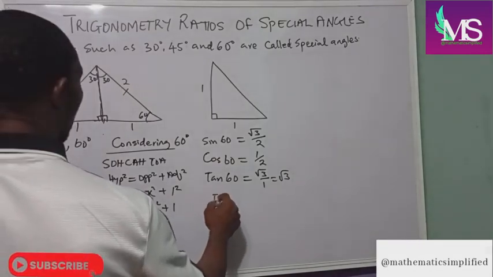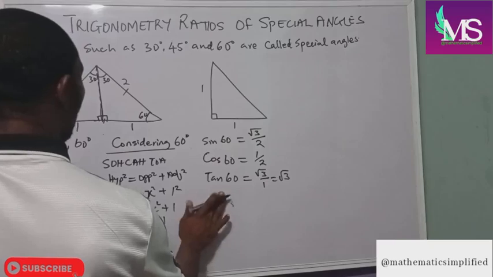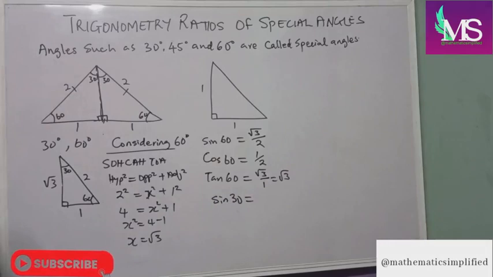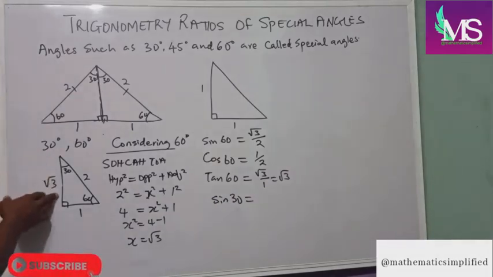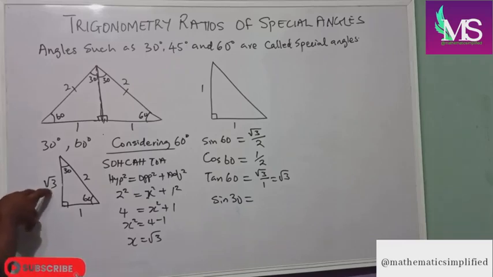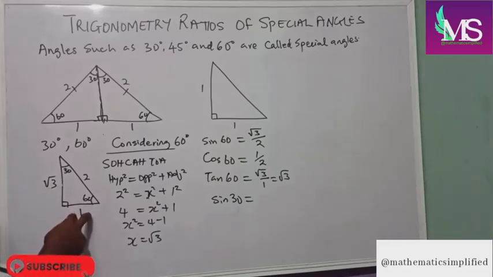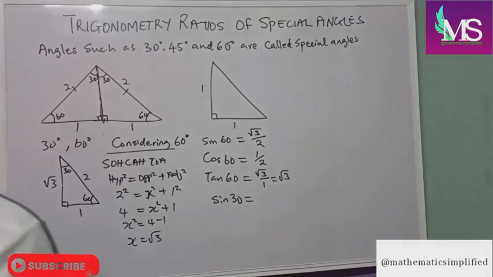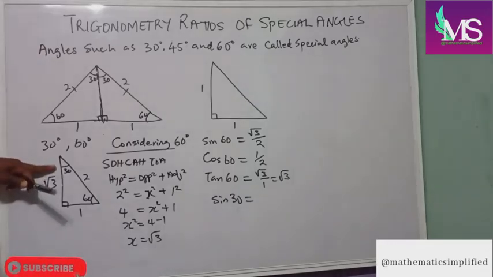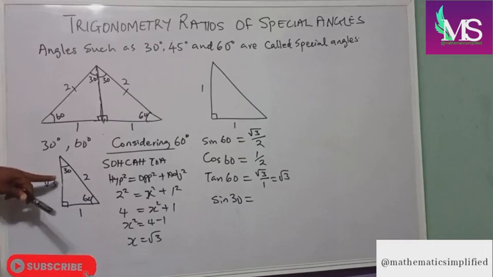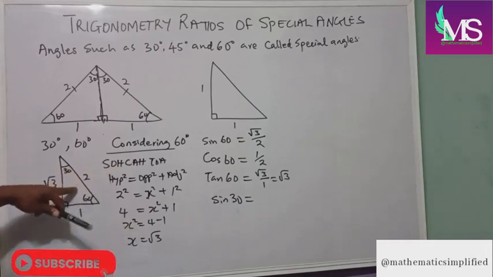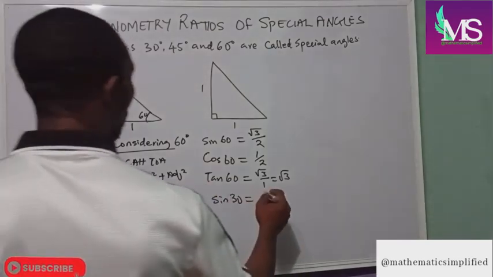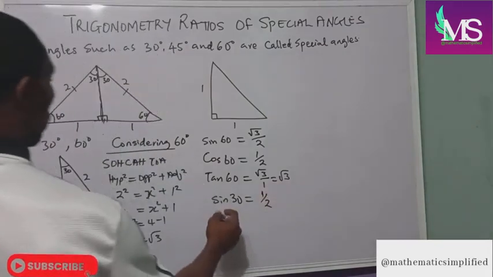Alright, now considering 30 degrees and sine 30. If we consider angle 30, root 3 becomes our adjacent, 1 becomes our opposite, and 2 will still be our hypotenuse. So considering angle 30, sine will become opposite over hypotenuse. Opposite over hypotenuse is 1 over 2. So sin 30 will give us 1 over 2.